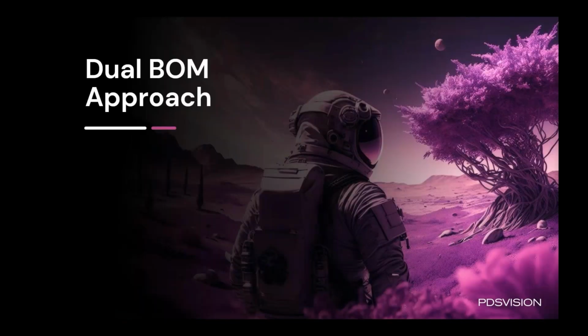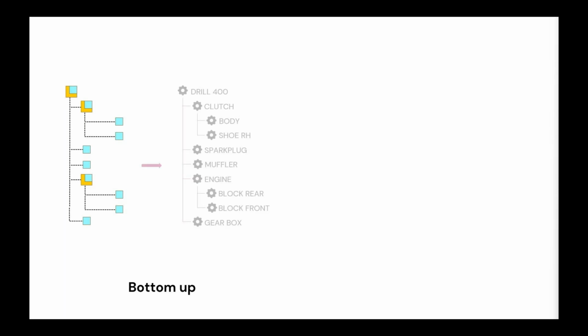So once we've classified the components, we then have to approach our bill of materials in a particular way. There are two classic methods of approaching a bill of materials. The first is a bottom-up approach. This is where we start with the CAD structure, the CAD design, and push that information up into a part structure.